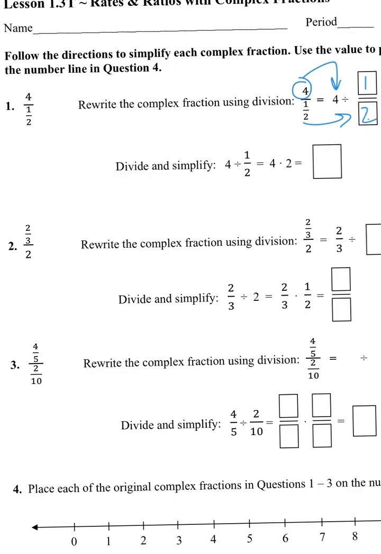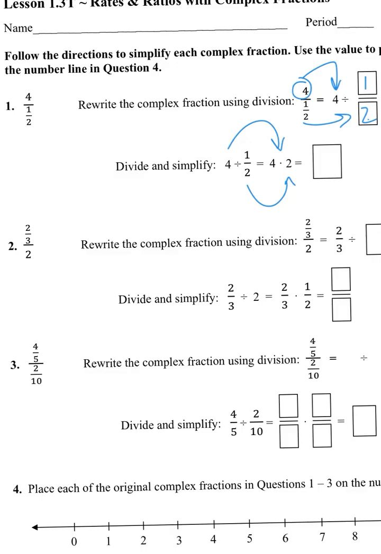So it says divide and simplify. So remember KFC: keep, flip, change. If you can remember Kentucky Fried Chicken, or keep, flip, change, then this is really easy. What we're going to do in this situation is keep the first number, the numerator, the same. We're going to flip the second fraction, and then we're going to change the division to multiplication.